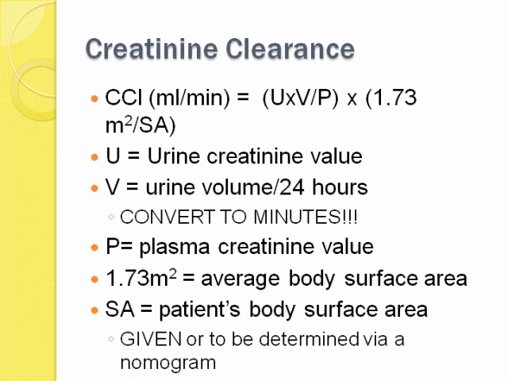I have the formula listed there for you. U stands for urine creatinine value, V for volume, P for plasma. The 1.73 is a constant which represents the average body surface area of an average adult. And SA, or sometimes BSA, is a patient's body surface area. Now, in order for us to do this, the patient's body surface area is either going to have to be given to you in the problem, or you need to determine it using a nomogram. So I would say on your boards, more than likely, they're going to give you the patient's body surface area.